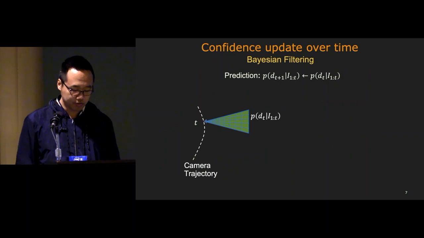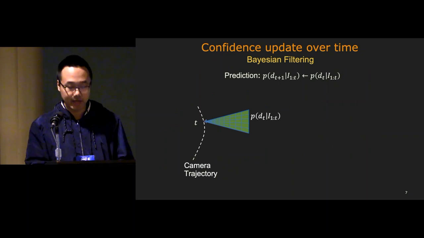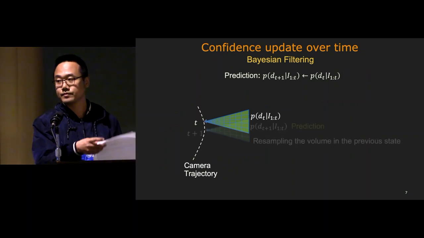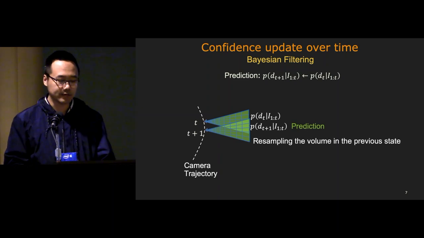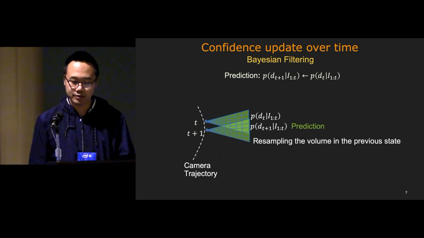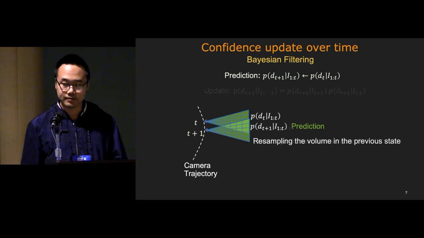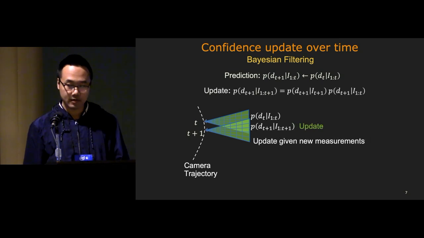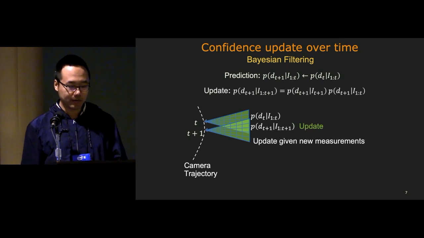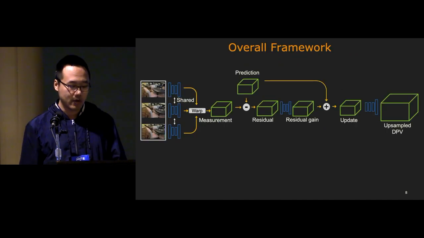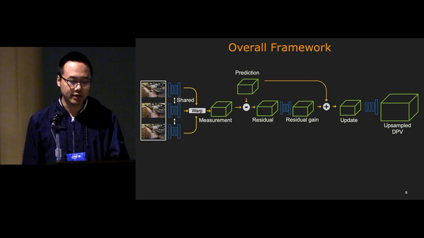We propose to update the depth probability volume in a Bayesian filter way. First, we predict the volume for the next frame without using the new image available. Then we update the volume using only the new images and combine that with the predictions. We implement the Bayesian filter within a deep learning framework.